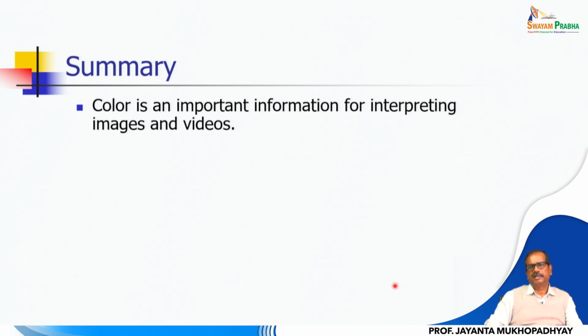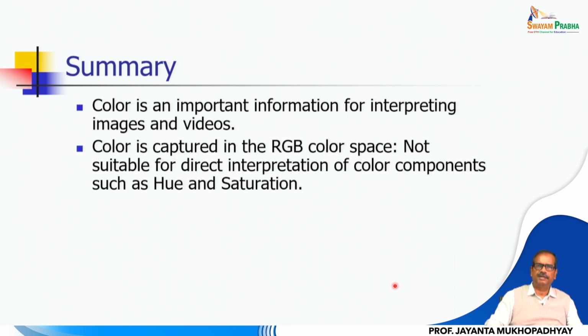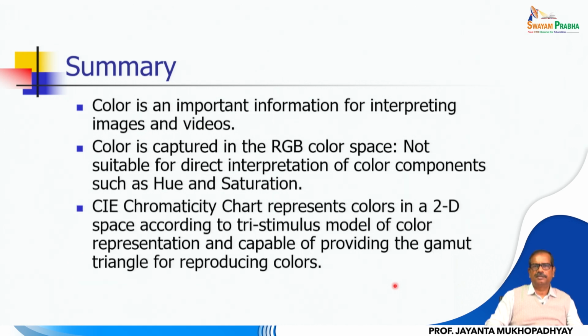So with this, let me conclude this particular topic on color processing. One thing is that color is a very important piece of information for interpreting images and videos, and color is captured in RGB color space. So it is not suitable for direct interpretation of color components. That is the problem with RGB space. But we can use calibrated color representation in the chromaticity chart representations according to the tri-stimulus model of color representation. And there we have seen how gamut triangles are interpreted for providing you a set of reproducible colors.